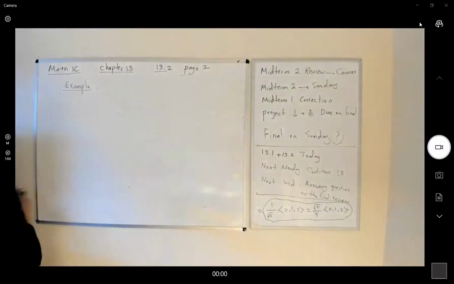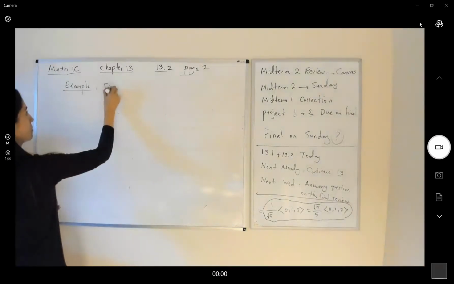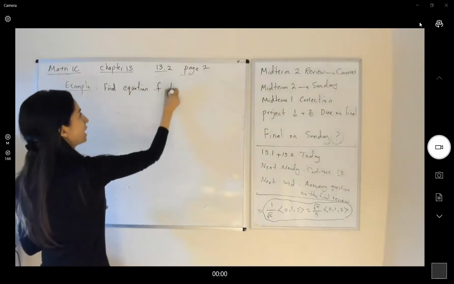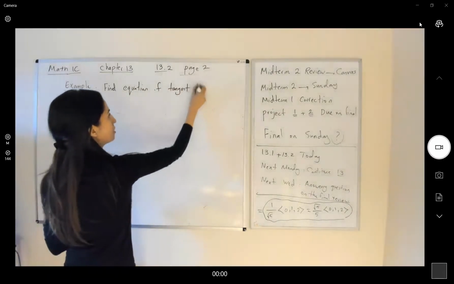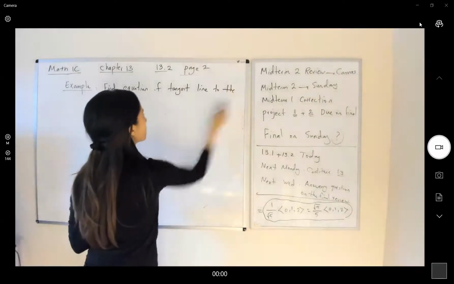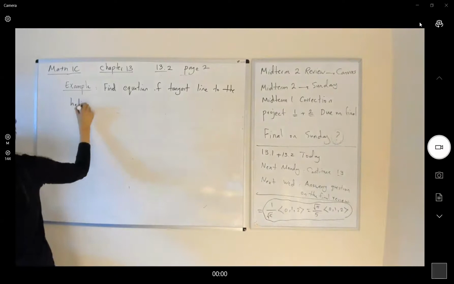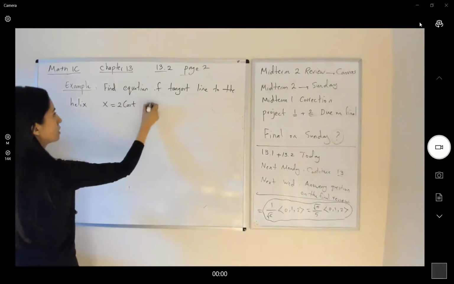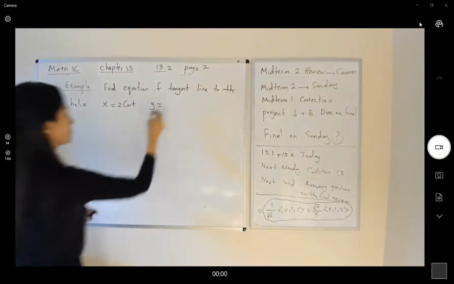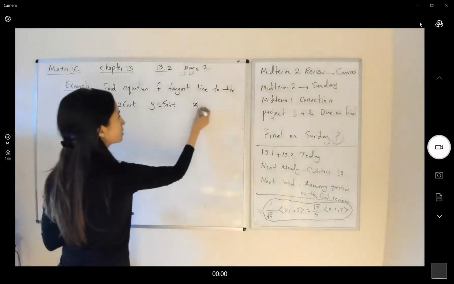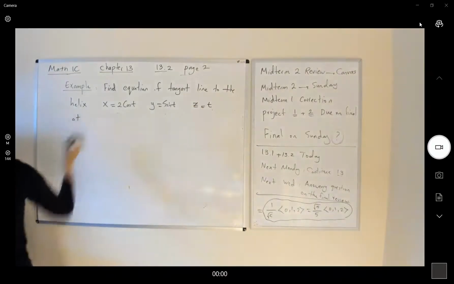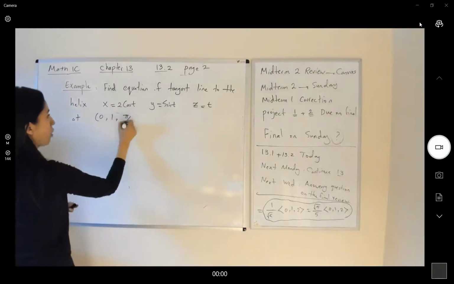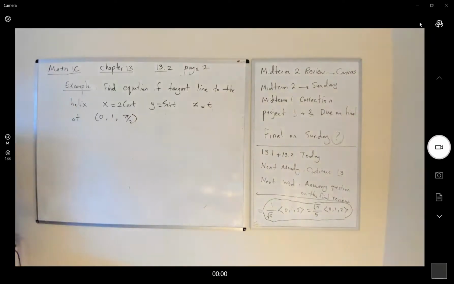The question says, find the equation of the tangent line to the helix x equals 2 cosine t, y is equal to sine t, and z is equal to t at the point (0, 1, pi over 2).